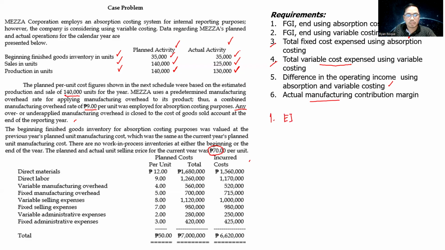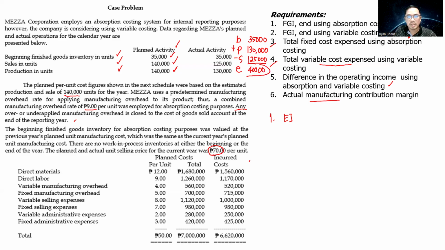Let's check. How many units do we have at the beginning? So it's just beginning plus produced minus sold. So we have our ending. How many units at the beginning? 35,000. Okay. How many units were produced? 130,000. How many units were sold? It's 125,000. So therefore, at the end of the period, how many units were left? So 35 plus 130 minus sold 125. So the answer would be 40,000 units.